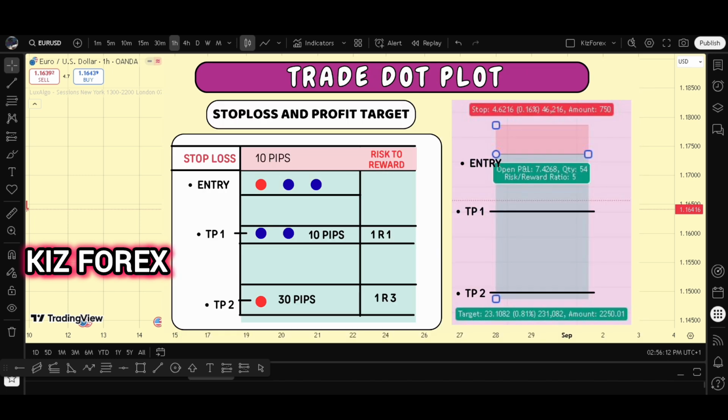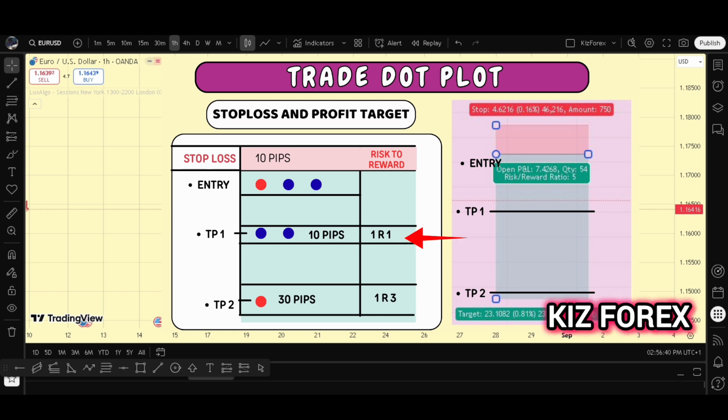Now what's my target? My target is the blue one, which is this, will be targeting 1 risk to 1, and the orange dots will be targeting 1 risk to 3. Now the idea behind this is because most trading strategies, no matter how bad it is, actually hit your 1 risk to 1.